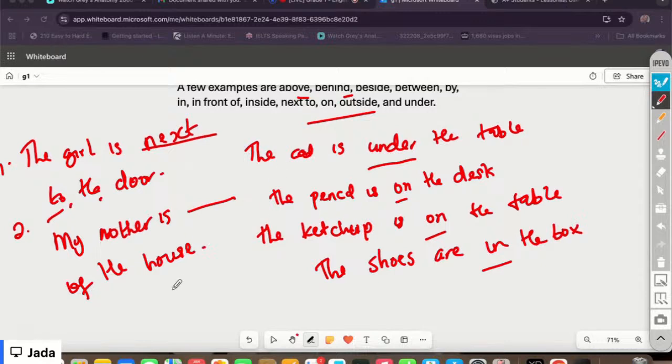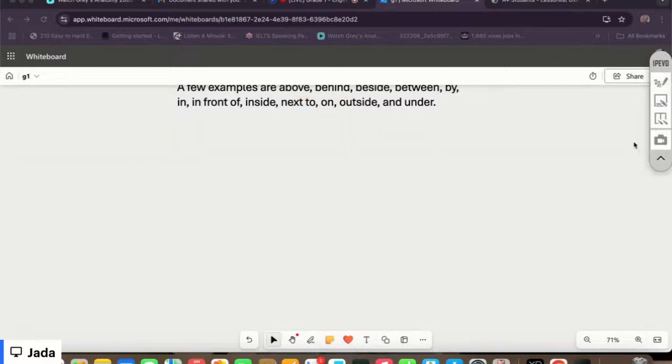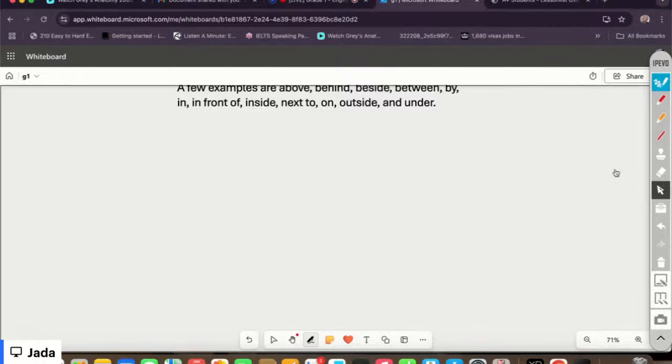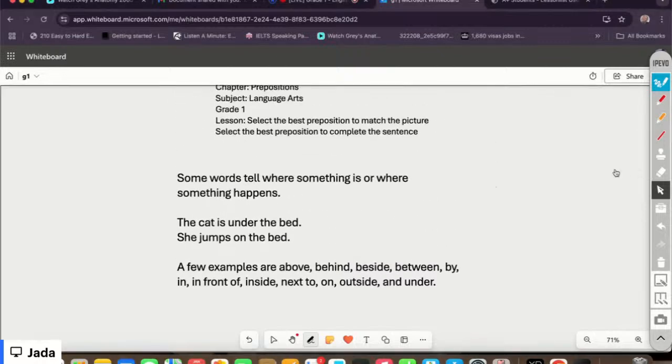Now my mother is what we have here. So what will be the right answer? My mother is in front. Okay, in front of the house. Okay, so that's it for the preposition. You have to make sure that you take note of prepositions when you answer all your questions, or even when you want to make a sentence. All right, so let's move on here.